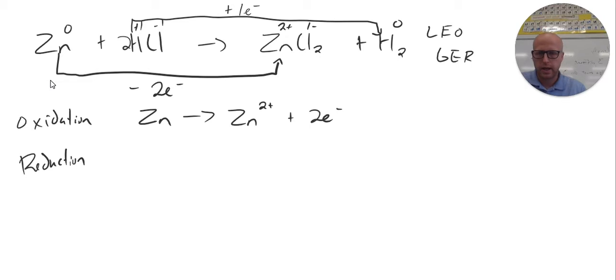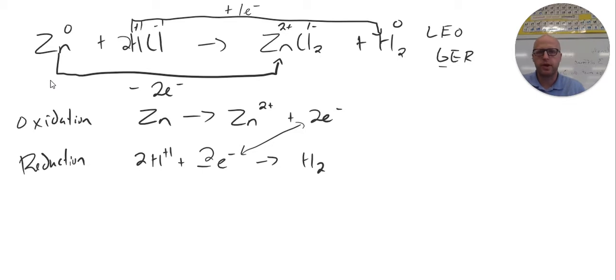Then for our reduction, we had 2 hydrogen ions going to, okay, and if reduction, we're gaining electrons, so we're going to add in some electrons here, and it's going to go to elemental hydrogen with a charge of 0. So if I have 2 positives and I go to a charge of 0, I need to add in 2 electrons. So in this case, we have 2 electrons transferred on each side.